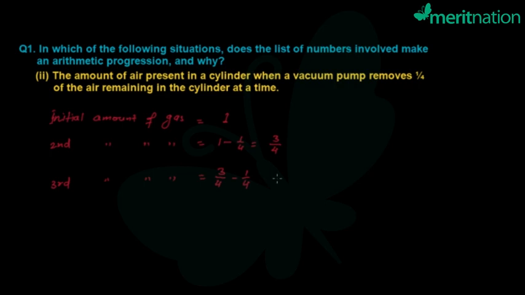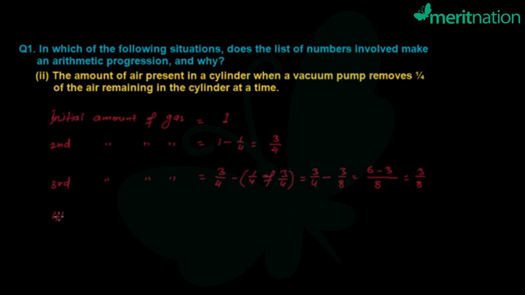Okay, amount of air present in a cylinder when a vacuum pump removes 1 by 4 of the air. So we don't have to remove 1 by 4 since it says 1 by 4 of the remaining of 3 by 4, because the remaining was 3 by 4 earlier. So it should be 3 by 4 minus 3 by 8. So if we take LCM, 8 is the LCM, 6 minus 3, it becomes 3 by 8. Remaining amount is 3 by 8.